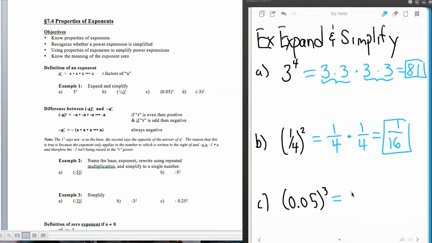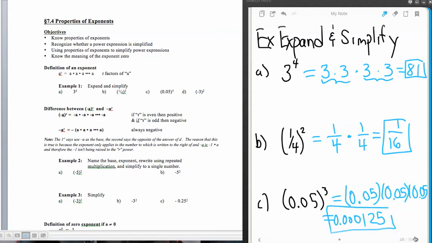Same thing's true with decimals. We are using 0.05 as a factor 3 times. So 0.05 times 0.05 times 0.05. Remember that when we multiply decimals, we ignore the decimals for the first part: 5 times 5 times 5, 5 times 5 is 25, 25 times 5 is 125. Then we count the decimals: 2, 4, and 6. So there's 3, 4, 5, and 6, that would be 6 decimals, and that would be 0.05 cubed.